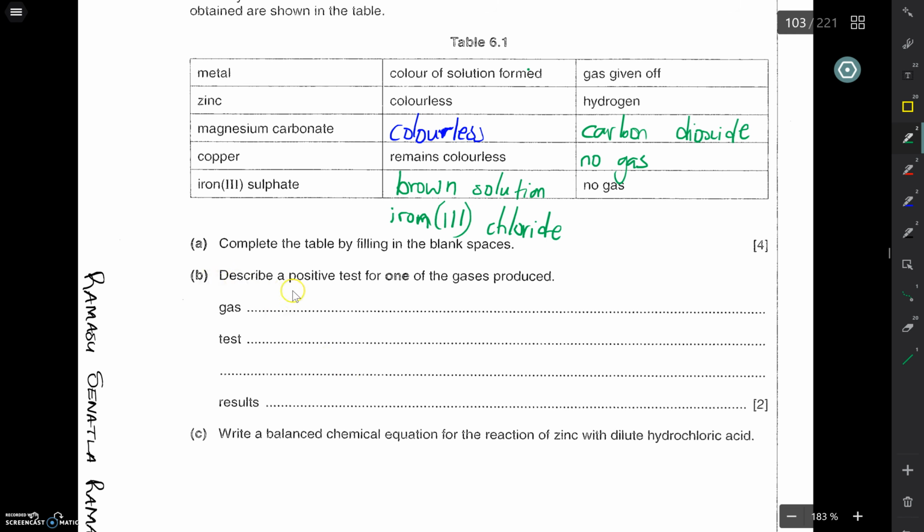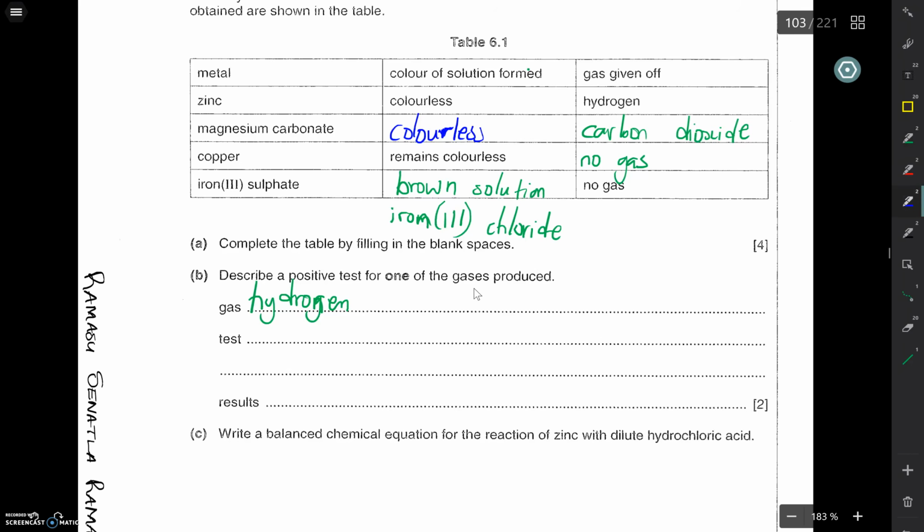Part B says, describe a positive test for one of the gases produced. We can choose either hydrogen or carbon dioxide, but let's choose hydrogen.